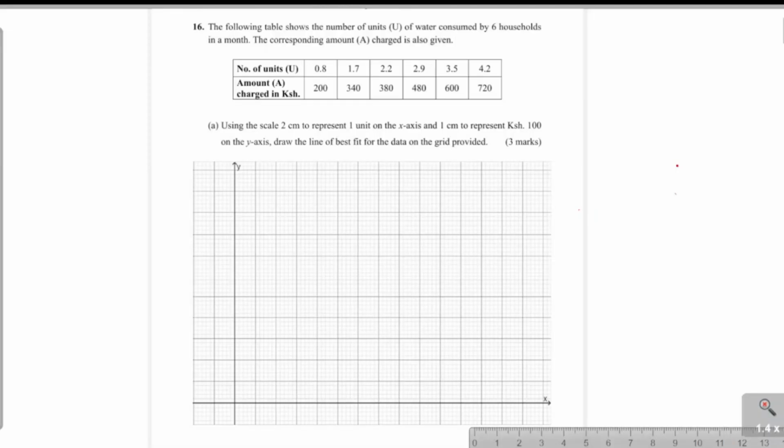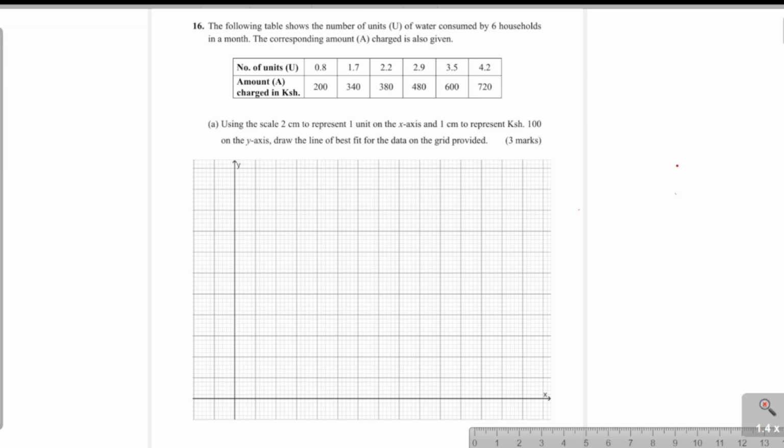The following table shows the number of units U of water consumed by 6 households in a month. The corresponding amount A charged is also given, so the table is there. Part A, using the scale 2 centimeters to represent 1 unit on the x-axis and 1 centimeter to represent 100 shillings on the y-axis, draw the line of best fit for the data on the grid provided.